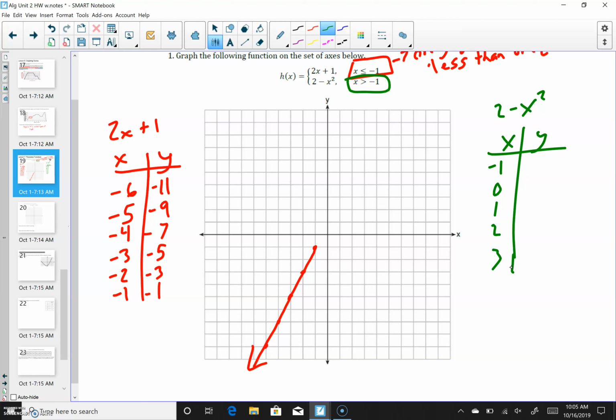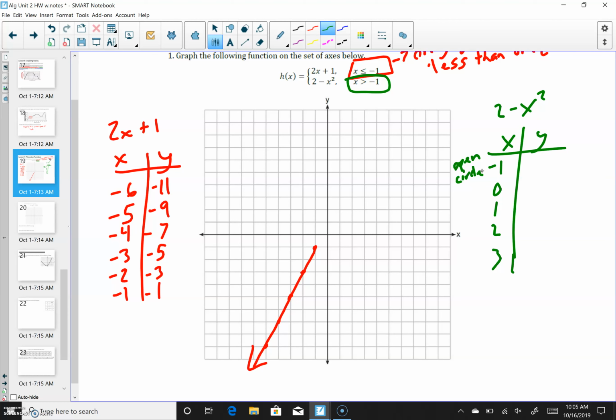Now, before we get started, because this part only has a greater than sign, we are going to have an open circle at negative 1. Every other point on this graph will be closed, but because it says x is greater than negative 1 and does not have the or equal to piece, we are going to have an open circle at that point only. So now I'm going to put 2 minus x squared into our calculator, into y equals.